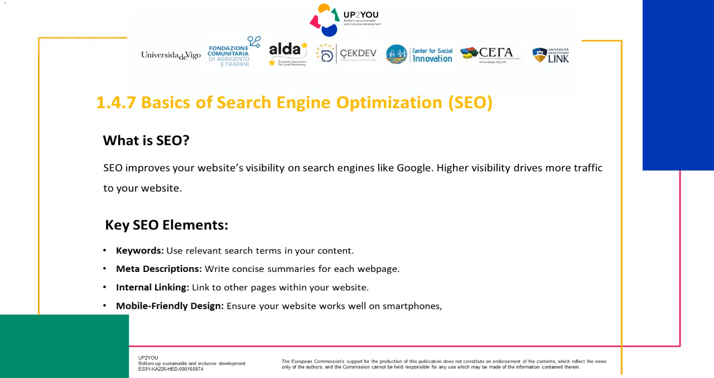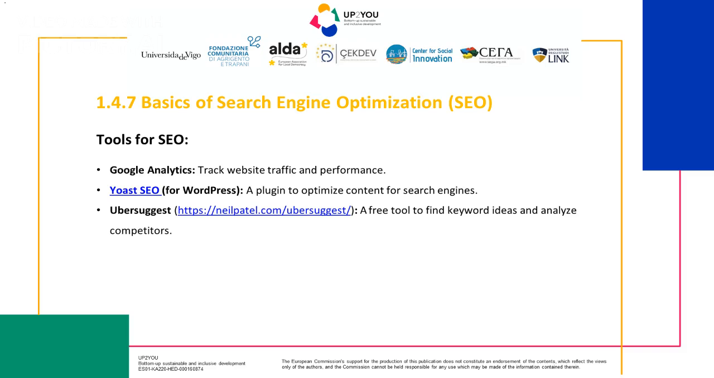SEO improves your website's visibility on search engines like Google, driving more traffic to your site. Key elements include using relevant search terms, writing concise meta descriptions, and ensuring your website is mobile-friendly. To optimize your website for search engines, use tools like Google Analytics to track traffic, Yoast SEO for WordPress to optimize content, and Ubersuggest to find keyword ideas and analyze competitors.